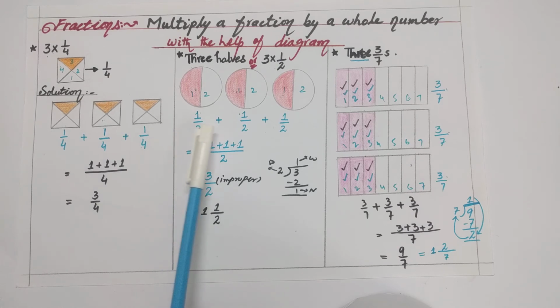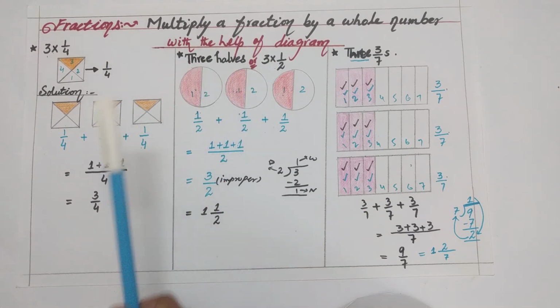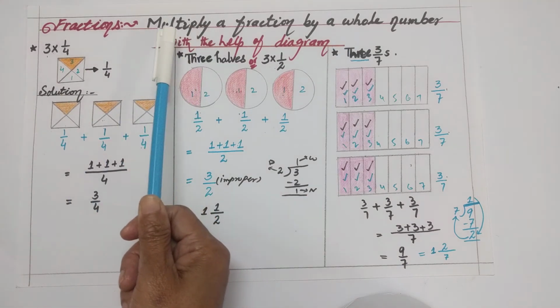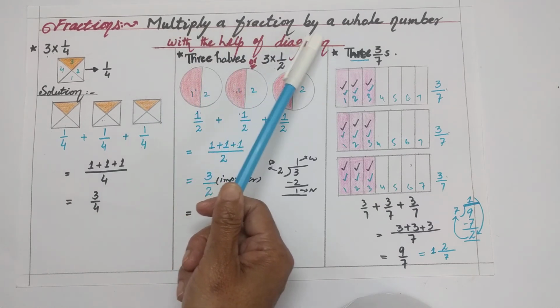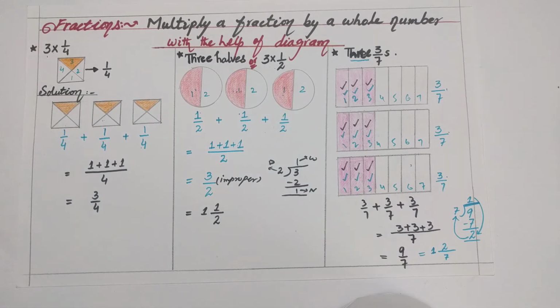So to avoid this lengthy process, there is another method, the shortcut method. Instead of adding the fractions again and again, we can solve our sums very quickly by multiplying the numerator by the whole number directly. To save time, we use the direct method. In the next lecture I will start the same topic again, multiplying a fraction by a whole number with the direct method. Okay, so you have to revise this topic by yourself.